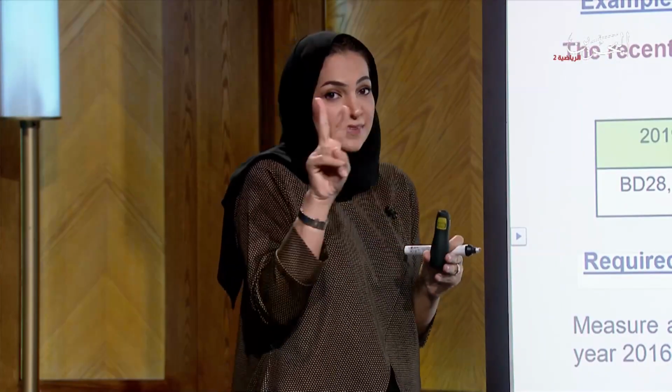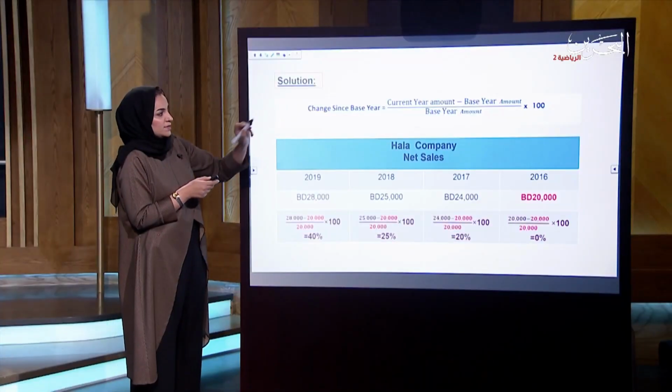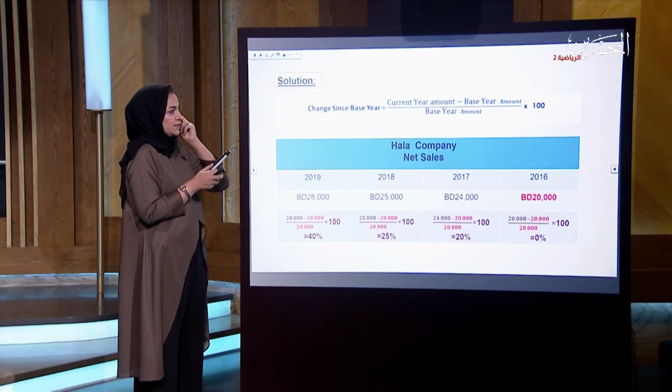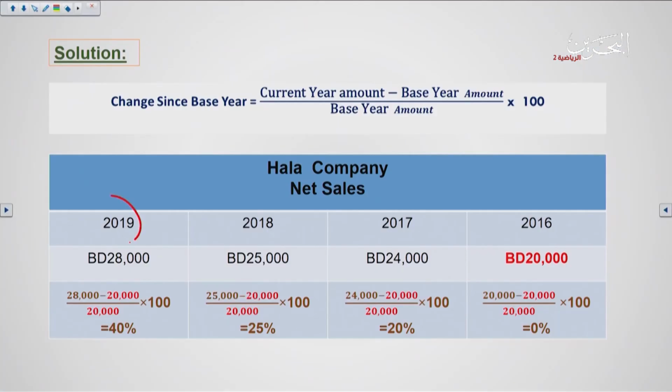Okay, so we have to apply the second formula because the second formula says current year minus the base year amount divided by the base year amount multiplied by 100. Okay, let's start with 2019. 2019 is 28,000. The formula says the current year amount, we copy it, 28,000 minus 20,000, the base year amount, divided by 20,000 multiplied by 100.